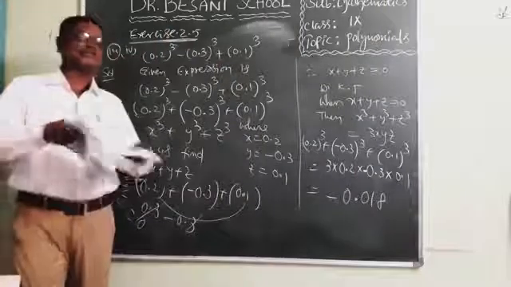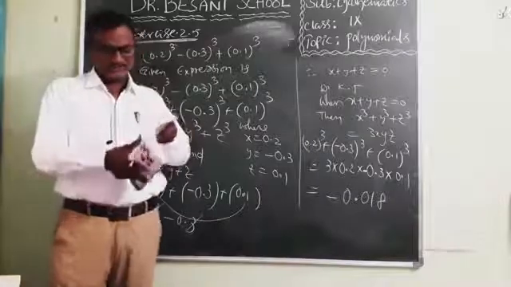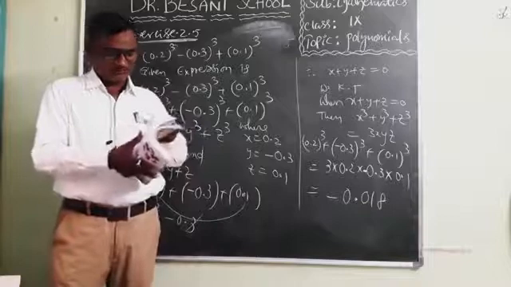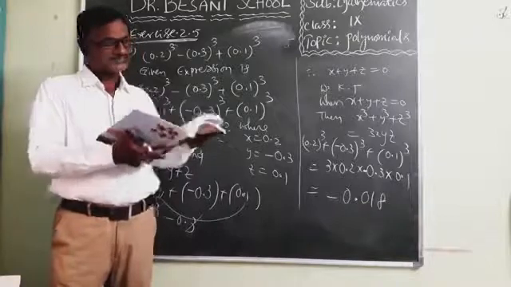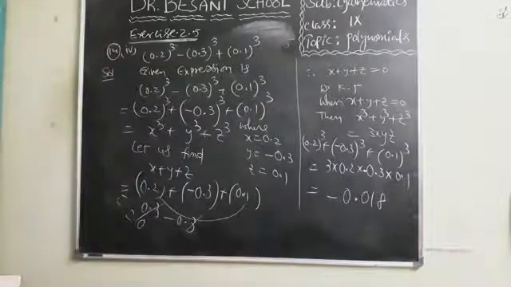Let me verify the answer with the textbook whether it is right or wrong. This is the fourth problem from 14th Roman from exercise 2.5. Yes, minus 0.018. What I got is absolutely right. It tallies with the textbook answer.